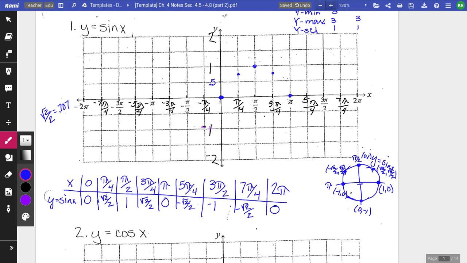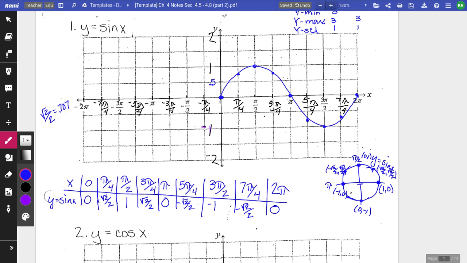Pi is 0. 5 pi over 4 is negative 0.7. 3 pi over 2, negative 1. Then we have another about negative 0.7, and then back to 0. Okay, so we get this nice curve. You can go back and look at your calculator. We'll compare it to the calculator in just a minute. So you have this nice sine curve. If you notice on your calculator, it repeats, so this pattern is just going to continue.